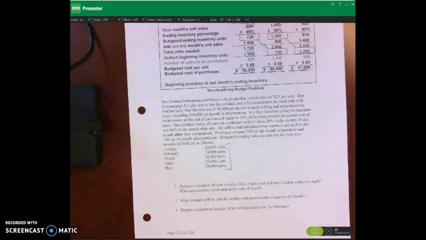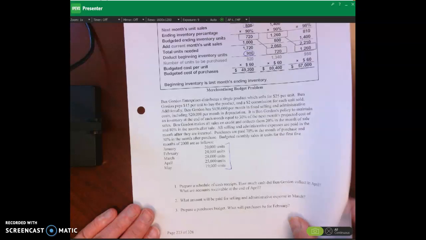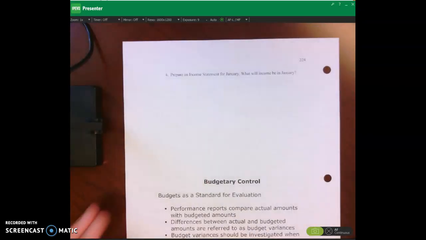Okay? So we're going to prepare a schedule of cash receipts, and then how much cash did Ben Gordon actually collect in April? What amount will they pay for selling and admin expenses in April? Prepare a purchases budget. Okay. And then also prepare an income statement.